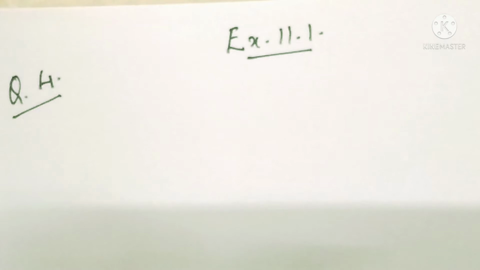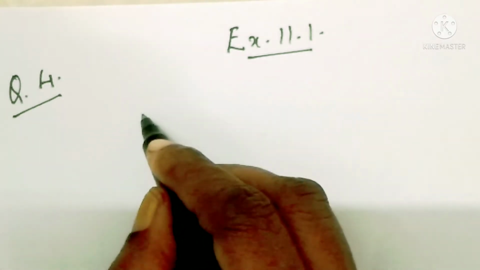Hello dear students, in the previous class we worked out the first 3 questions from exercise 11.1. Now let us start with question number 4. A flooring tile has the shape of a parallelogram. So let us first see a parallelogram.